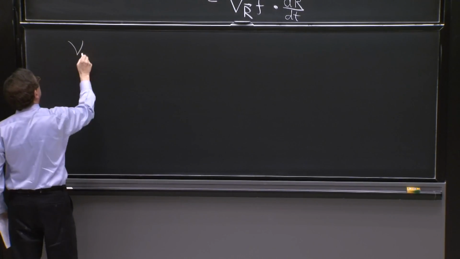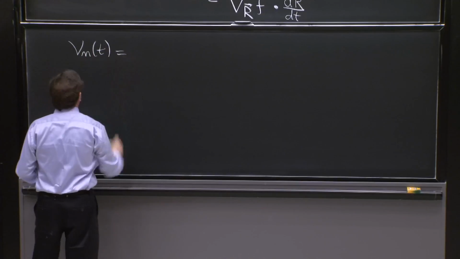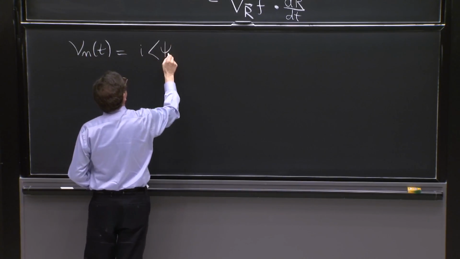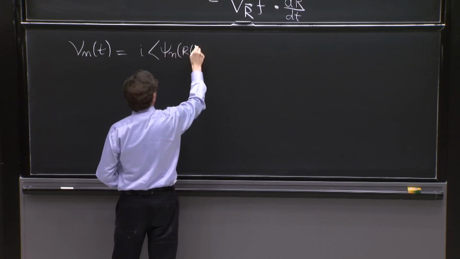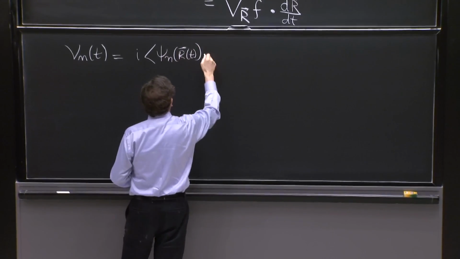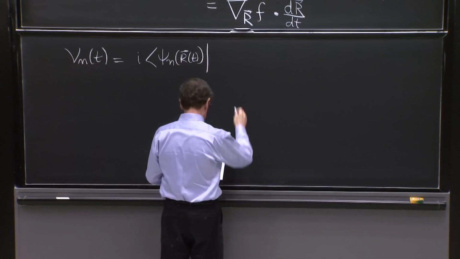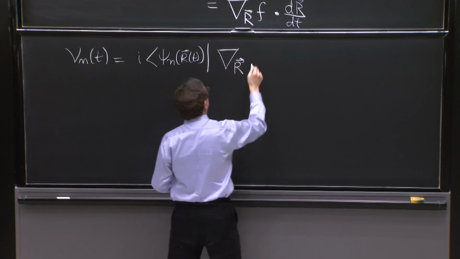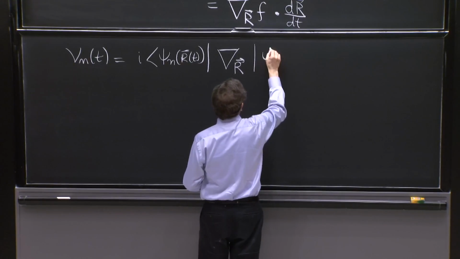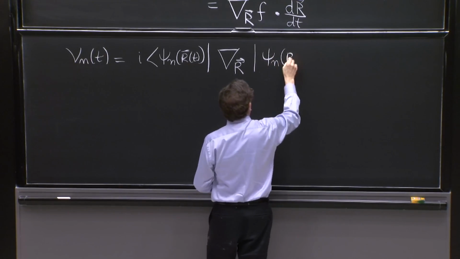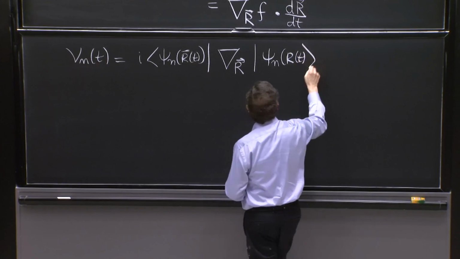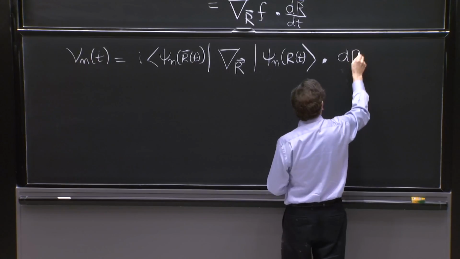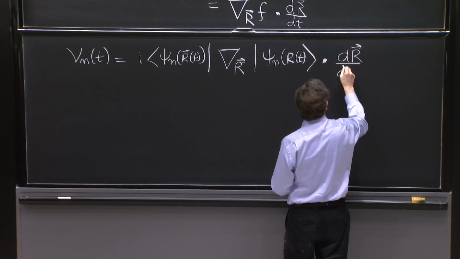So gamma n of t is equal to I, from the top line, psi n of r of t times gradient sub r acting on the state psi n of r of t, dotted with dr dt.